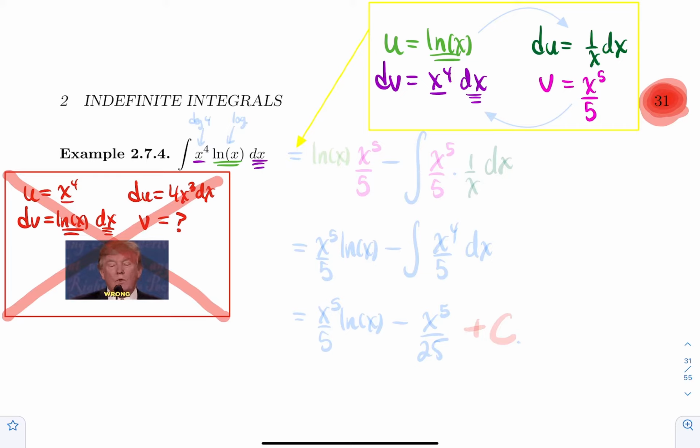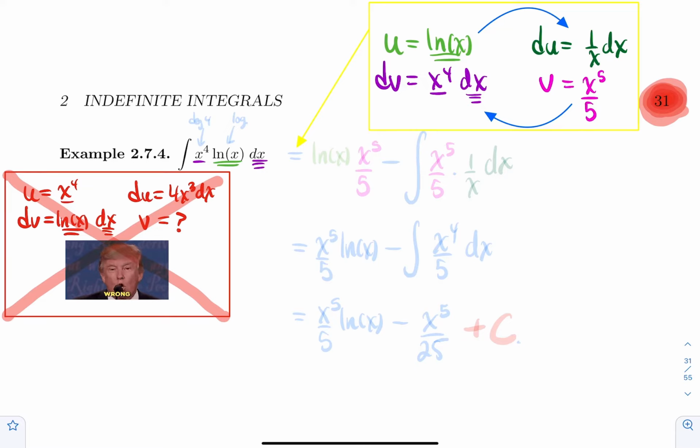And now let's make sure that everything is well balanced using this circle of life. So here, ln of x, when you compute its derivative, you get 1 over x. And if you compute the derivative of x⁵ over 5, you get x⁴, because you get 5x⁴ over 5, and that simplifies to x⁴. So that looks like a correct computation and correct choices for u and dv and correct computations for du and v.